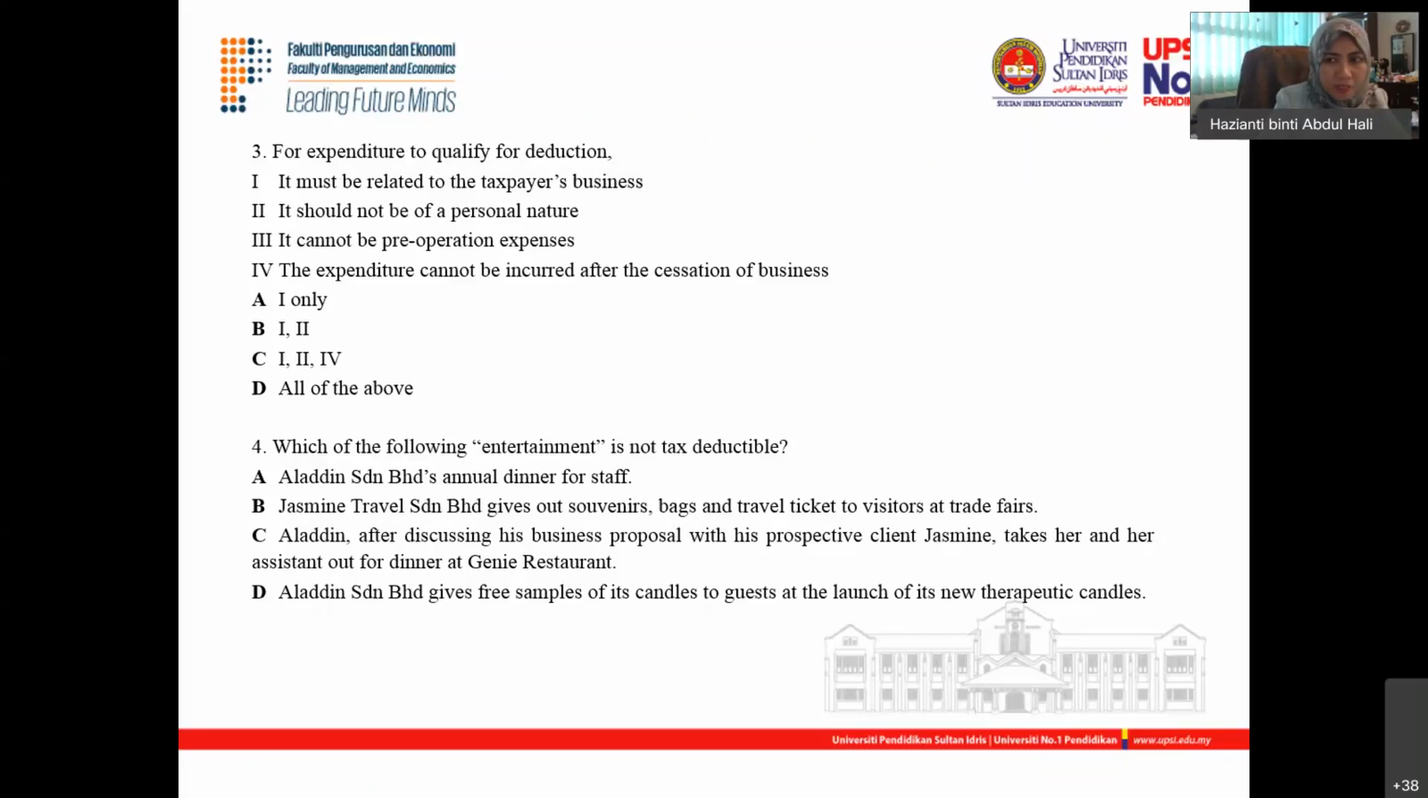What do you think is the answer? B. D. A. A, B. So number 1 is correct. D. The answer is C, 1, 2 and 4. Number 4.